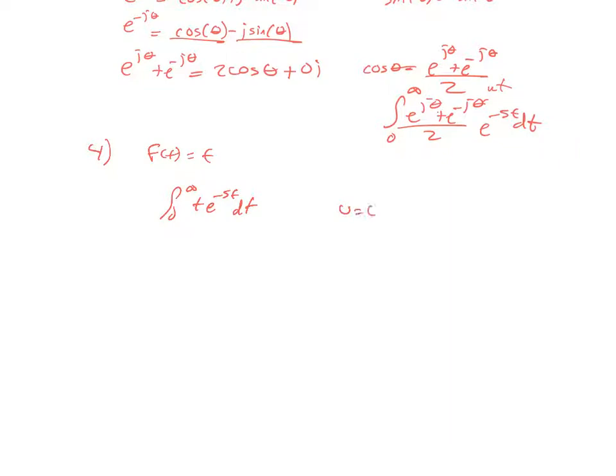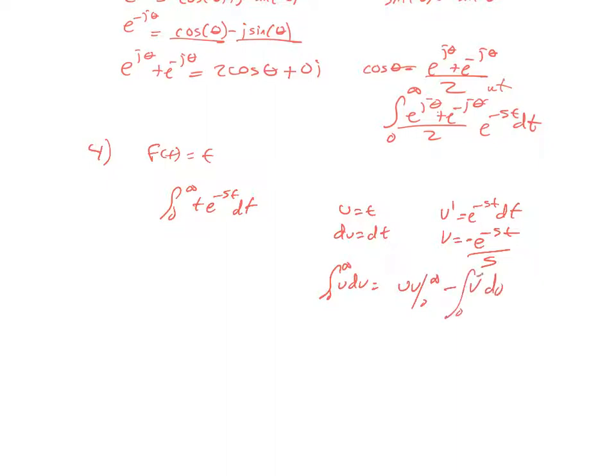If you let u equal t, du equal dt, and dv equal e to the minus st dt, then v you'll calculate to be e to the minus st over minus s. And then you plug that into your formula for integration by parts, which is the integral of u dv equals uv evaluated at your integration limits, in this case 0 to infinity, minus the integral of v du. And you should be able to come up with that one fairly quickly.